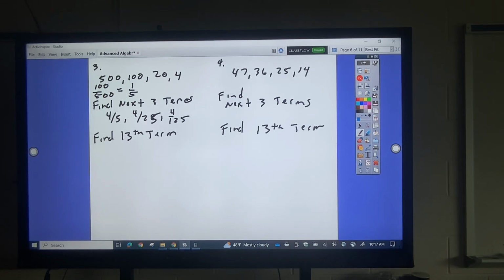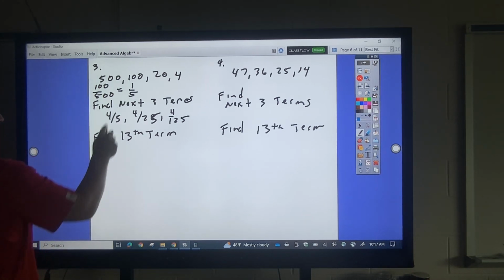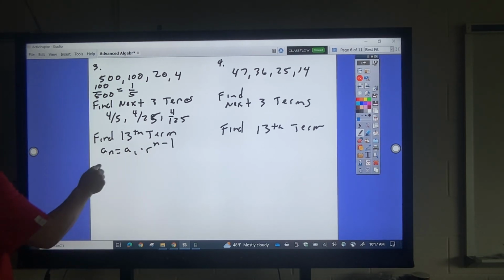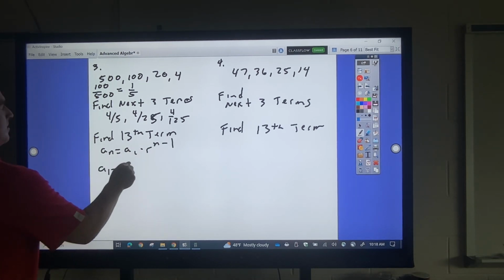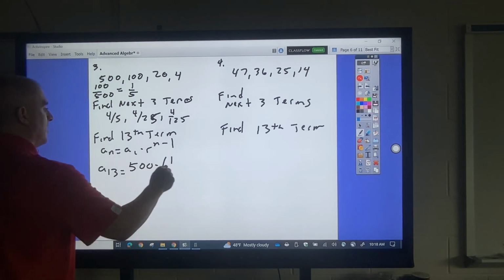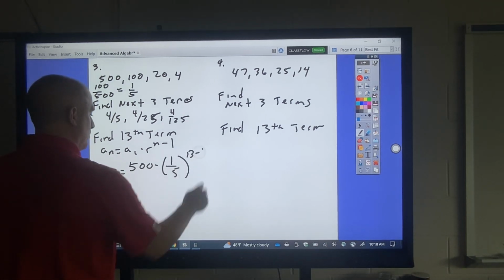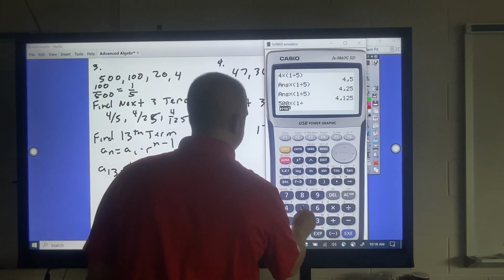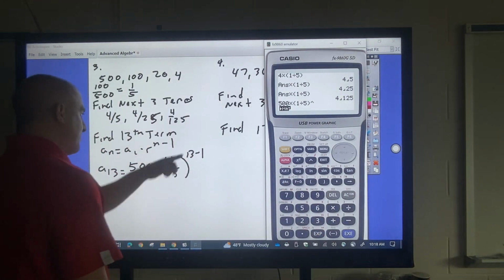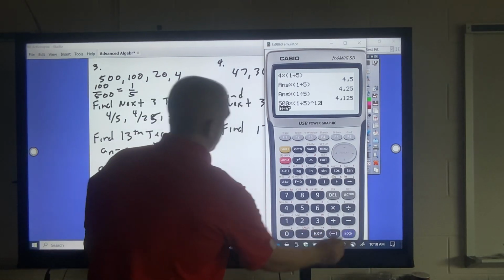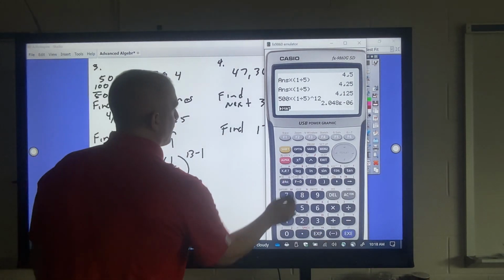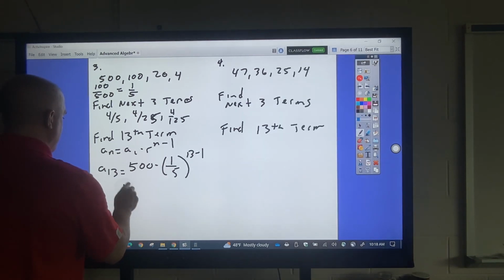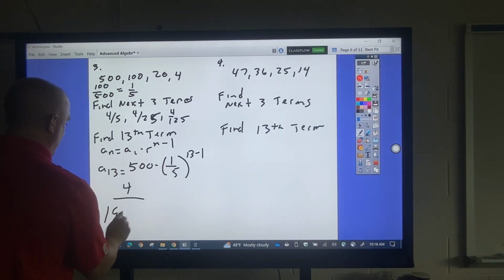Now we've got to find the 13th term. So this is geometric. The 13th term is 500 times 1/5 to the 13 minus 1. Now when I go to type this in, I'm going to do 500 times, and put parentheses around my fraction. I'm just going to do the math myself, that's 12. And if I hit fraction to decimal, I get 4 over 1953125.